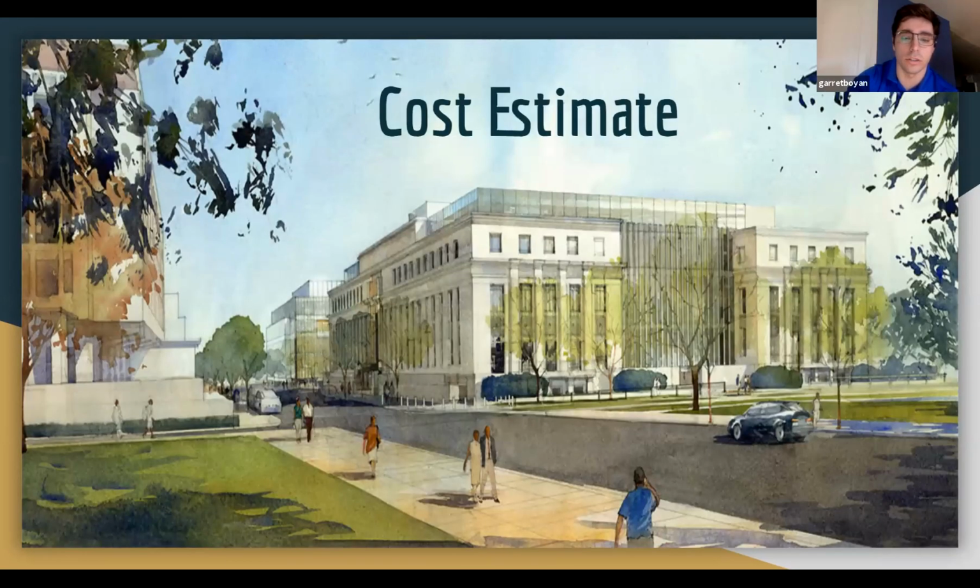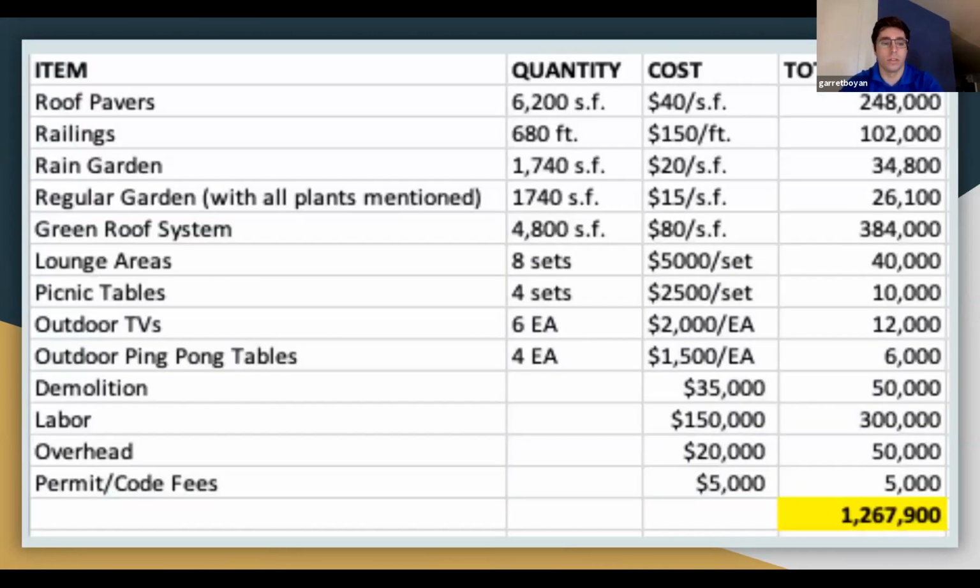So looking at the cost estimate, as you can see, it's broken down into 4 sections. We have the item, the quantity, the cost, and then the total cost. The total cost is made up of the quantity times the cost, because the cost is per each item or per square foot, or footage in this case. So yeah, it was a total of about $1.27 million. That's for both rooftops.